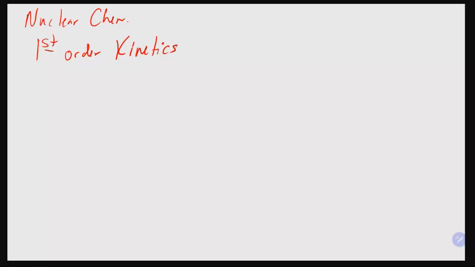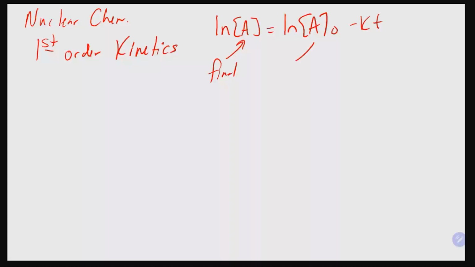And there's really two basic equations that go with that. The natural log of A is equal to the natural log of A naught minus kt. A is like your final concentration, A naught is your initial, k is what is sometimes referred to as the decay constant, and they will sometimes use different symbols for each of these. And t is also time.